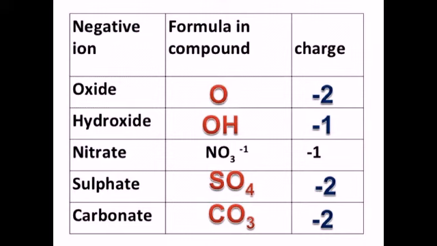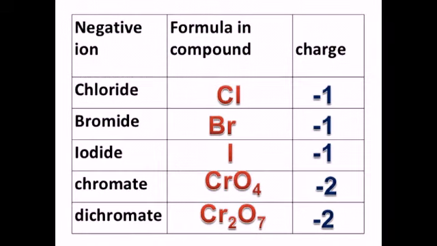Next is sulfate SO4, charge is -2. Carbonate CO3, its charge is -2. Chloride Cl, charge is -1. Bromide Br, -1 charge. Iodide also -1 charge. Chromate and dichromate have -2 charge.